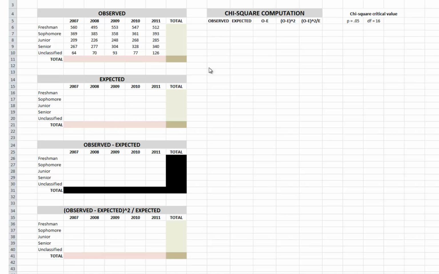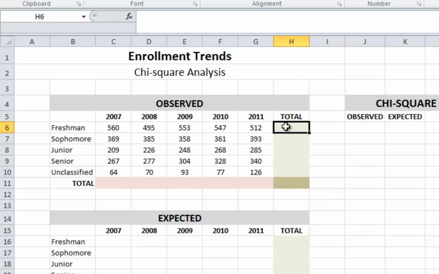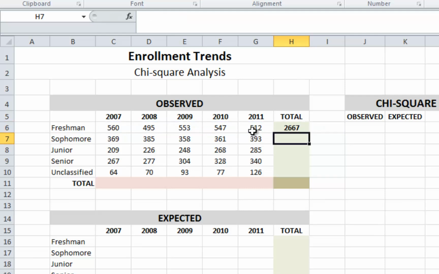We're going to start in our observed contingency table at the top, and we need row and column totals. We'll start with the freshmen, and we want to know how many freshman students we had across all 5 years. To do that, it's just a simple sum formula: equals sum, open parentheses, select those 5 years, close parentheses, and hit enter. And there we go. Now, with the autofill feature in Excel, if we hover over the bottom corner, it will be that black cross. We'll drag down, and that will do the same thing for the rest of the grade levels.